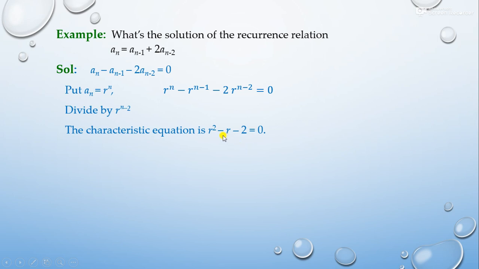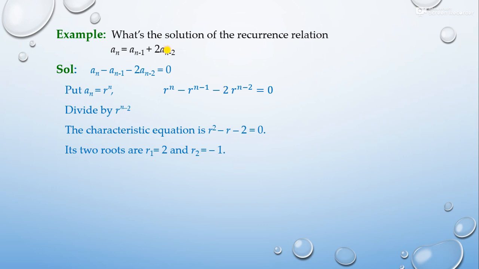Now, you know how to solve a quadratic equation, because this is a quadratic equation. So solve this quadratic equation and find the roots. When you solve this equation, we get the roots 2 and minus 1. So we have the two roots of this equation, 2 and minus 1.